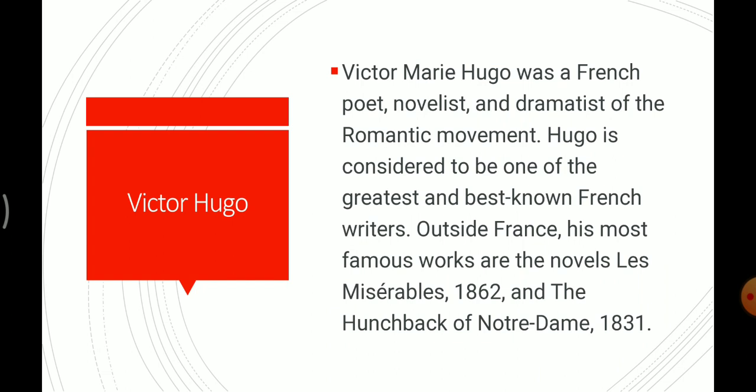Victor Marie Hugo was a French poet, novelist, and dramatist of the Romantic movement. Hugo is considered to be one of the greatest and best known French writers. Outside France, his most famous works are the novels Les Miserables, which was composed in 1862, and The Hunchback of Notre Dame, which was composed in 1831.